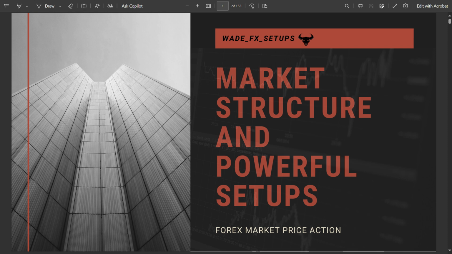It's about 153 pages. I will try to briefly summarize all the content included in this PDF. I think this will make things a lot easier for you. The book we are going to discuss is Market Structure and Powerful Setups. The entire book is about market structure, and its content is laid out like this.